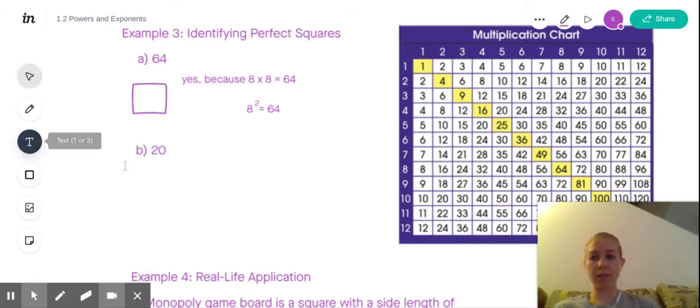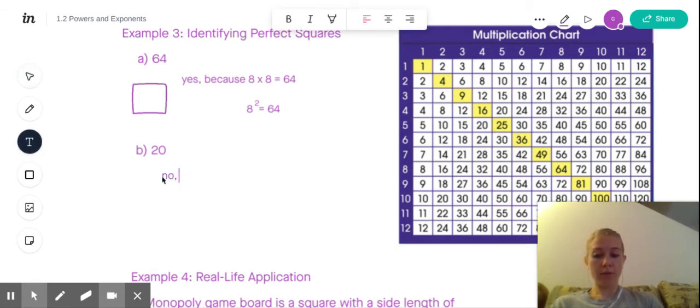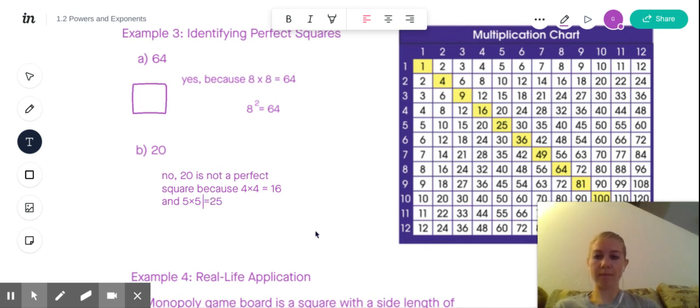So to answer the question, no. 20 is not a perfect square. So 20 is not a perfect square because let's look at the numbers in between 20. So 16 is a perfect square, because 4 times 4 equals 16. And what's the number after 20? 25. What times what equals 25? Oh, 5 times 5. So 4 times 4 is 16, and 5 times 5 equals 25.